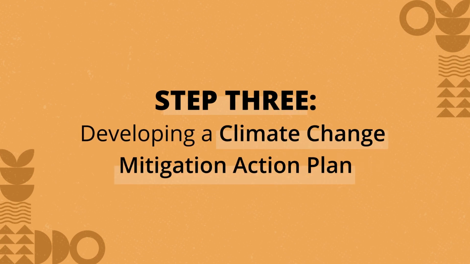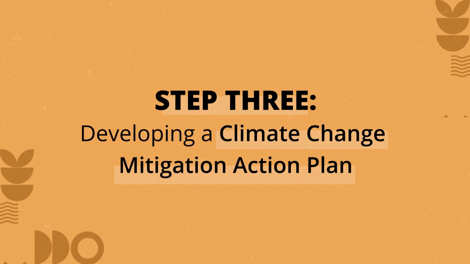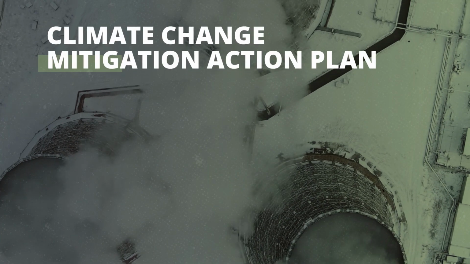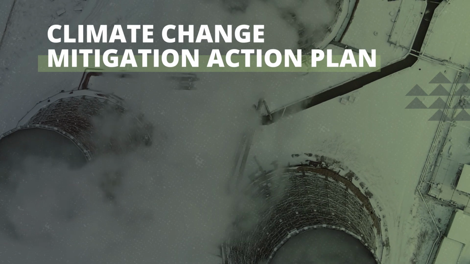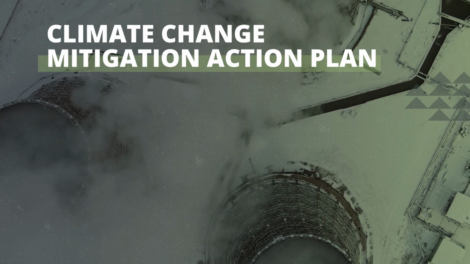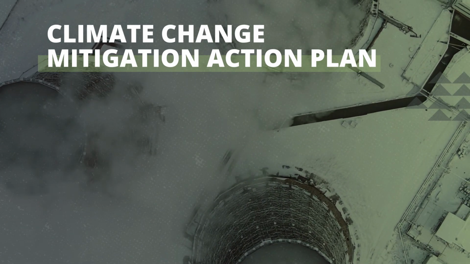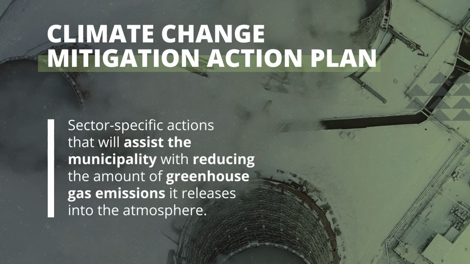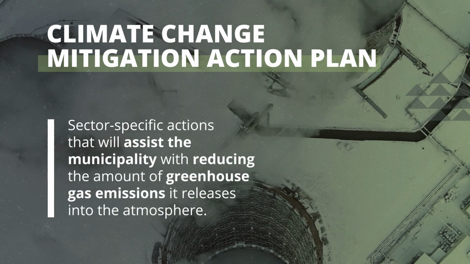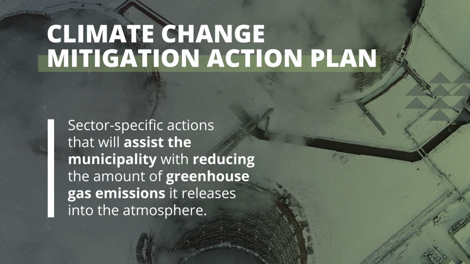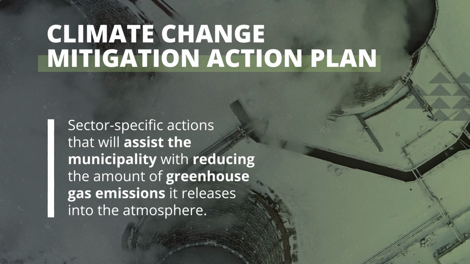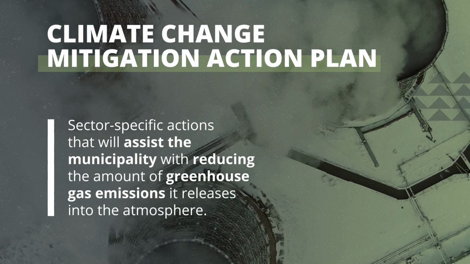Step 3. Developing a climate change mitigation action plan. In this step, we are trying to consolidate everything into a climate change mitigation action plan. This action plan usually consists of sector-specific actions that will assist the municipality with reducing the amount of greenhouse gas emissions it releases into the atmosphere.